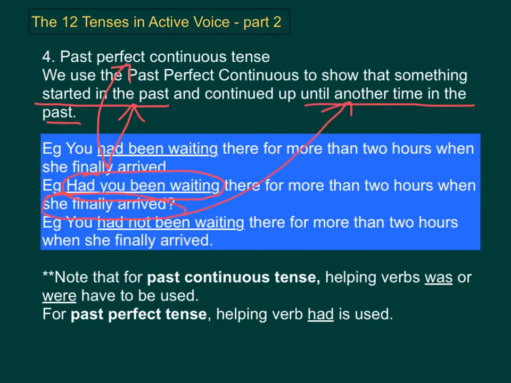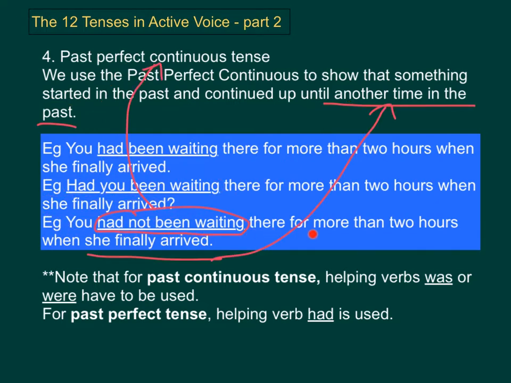In example 3, we see a similar structure. You had not been waiting there for more than 2 hours when she finally arrived. We also note that for past continuous tense, the helping verbs was and were have to be used. For past perfect tense and past perfect continuous tense, the helping verb had is used.